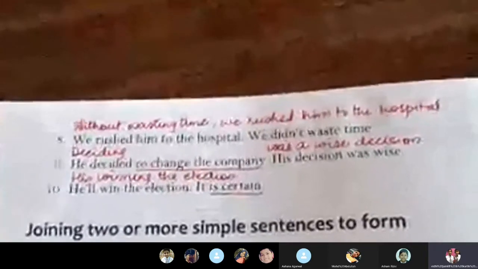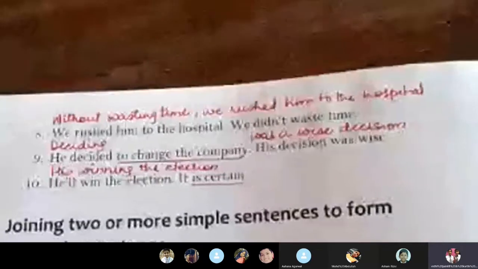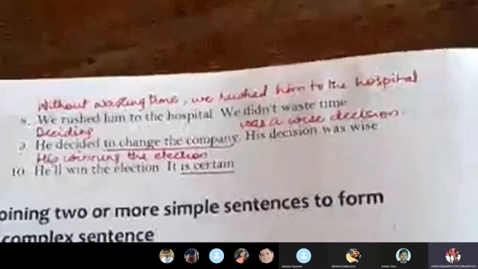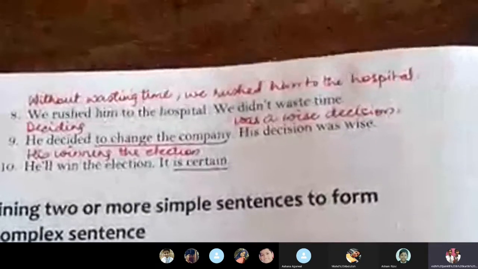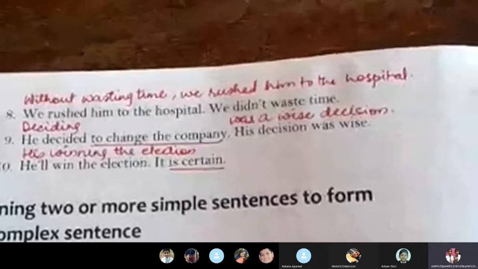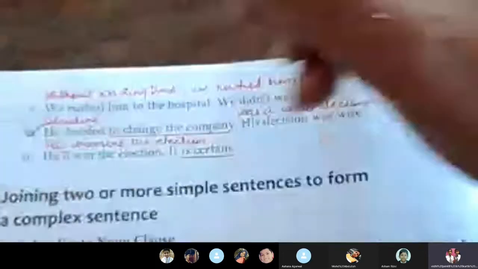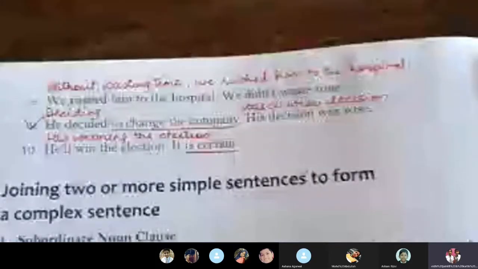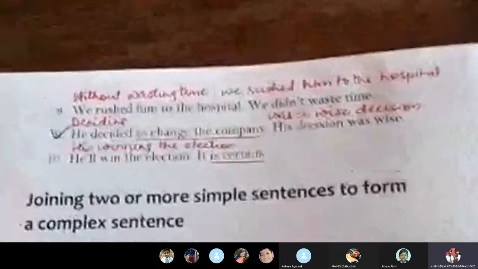Next, number 9: He decided to change the company. His decision was wise. Answer: Deciding to change the company was a wise decision. Please put a tick mark on 9th one also.